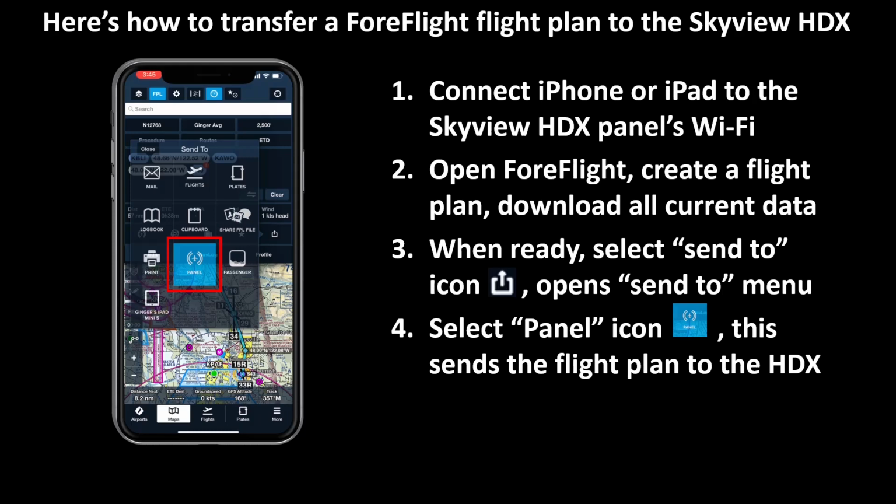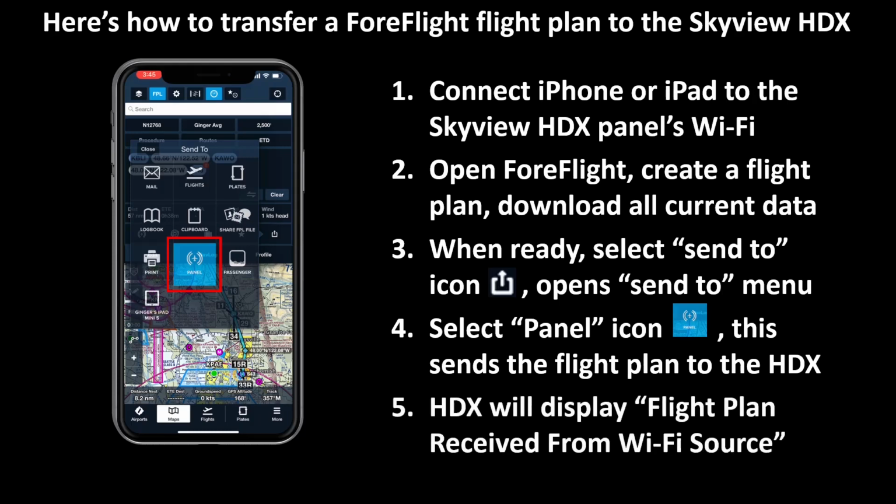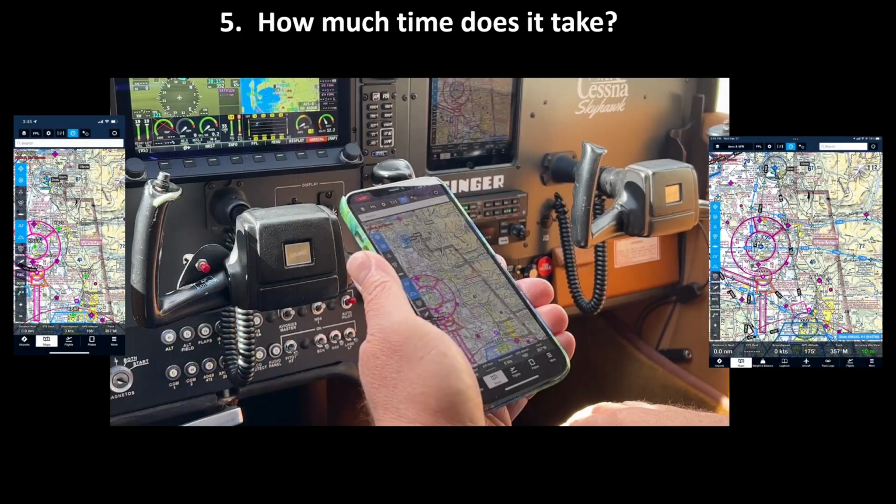And when that information goes to your panel, the HDX screen will display flight plan received from Wi-Fi source. It'll automatically put it into your flight plan, and you're ready to go. You don't even have to press an accept button or verify button, though I usually do that extra step. I go into the flight plan and I verify that everything I wanted was sent over. So now what I'd like to do is show you what that looks like.